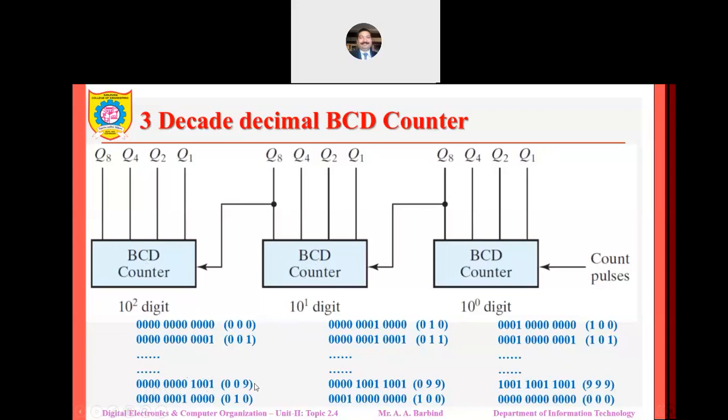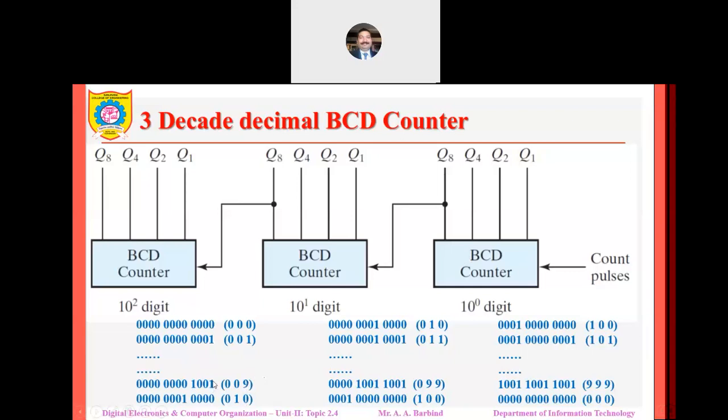But at the next clock, the first BCD counter will reset, that is from 9. We have seen that the BCD counter has got only 10 states. So after 9, the next state is 0. So the next state of this particular counter will be 0, whereas this counter output, Q8 output, is going 0 from 1.